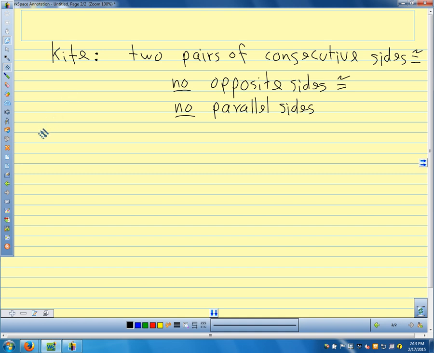So on your graphic organizer, if we were to draw some marks on our kite, when I draw kites they always turn out crooked. So pretty good. Two pairs of consecutive congruent sides. So those two would be congruent, and those two would be congruent. The opposite sides are not parallel, and the opposite sides are not congruent.